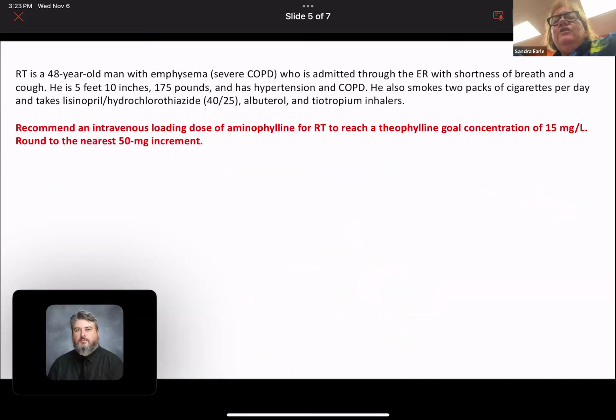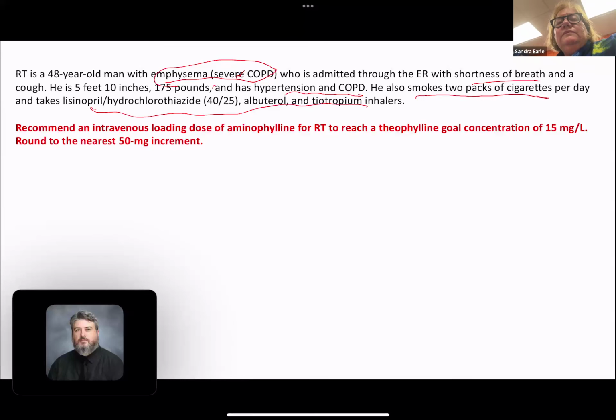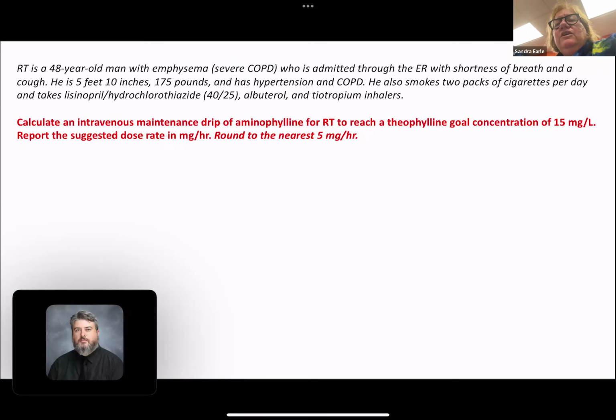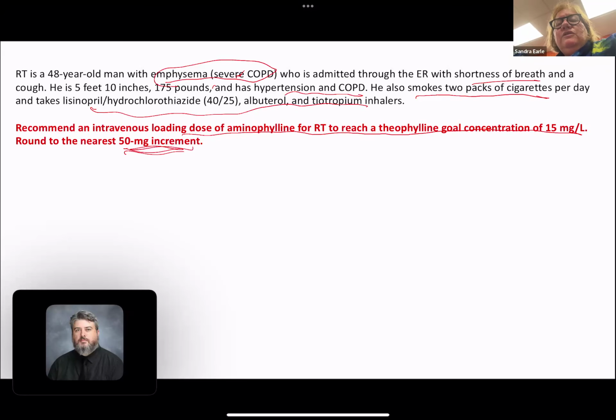So RT is a 48-year-old man with, again, severe COPD emphysema who's admitted with shortness of breath and a cough. He's 5'10", 175 pounds, has hypertension and COPD, which we've already noted. He smokes 2 packs of cigarettes per day, so this one's not that different than our other patient. Recommend an intravenous loading dose of aminophylline to reach a theophylline goal of 15. Round to the nearest 50 milligram increment.